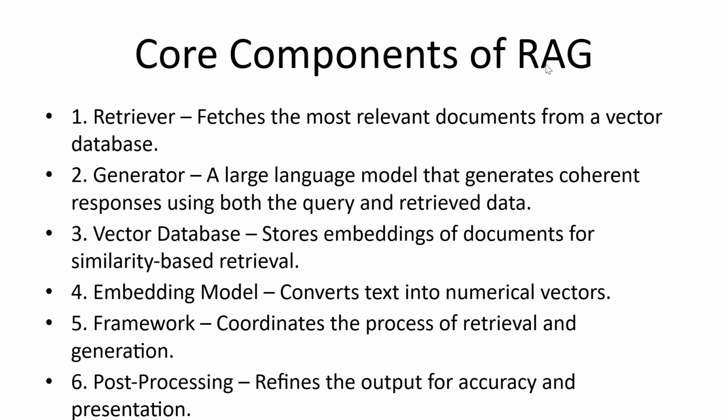Then the embedding model converts text into numerical vectors. Then frameworks coordinate the process of retrieval and generation. Frameworks like LangChain and LangGraph are the type of frameworks we use, and post-processing refines the output for accuracy and presentation, or we can develop model functions for post-processing.